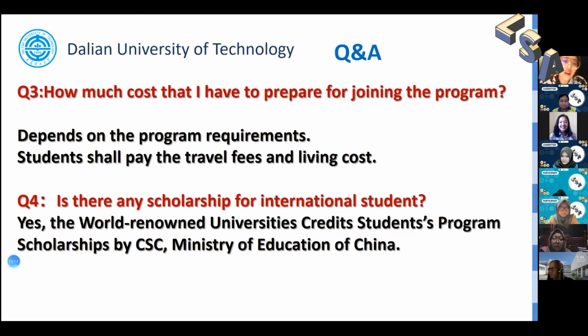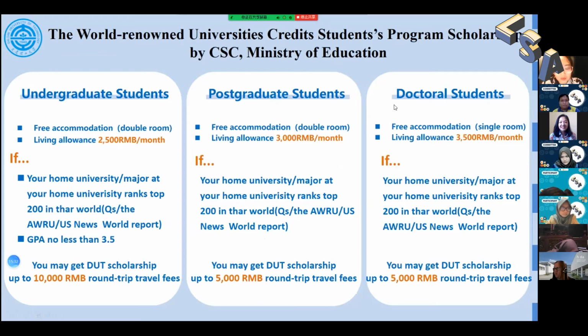And is there any scholarship for international students? I should say yes. There is a scholarship sponsored by the Ministry of Education of China. It's called the World-Renowned Universities Credits Students Program Scholarship. It's quite long, and let me introduce this scholarship. Different students will have different treatments, and this scholarship provides different levels of living allowance. Furthermore, you may get a DUT scholarship, which can be free accommodation and round-trip travel fees if you meet the conditions.